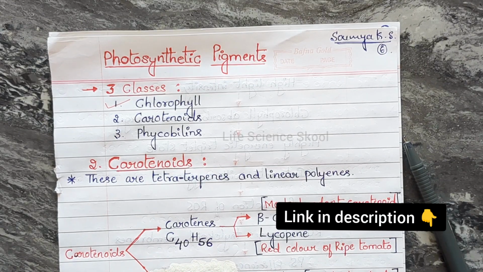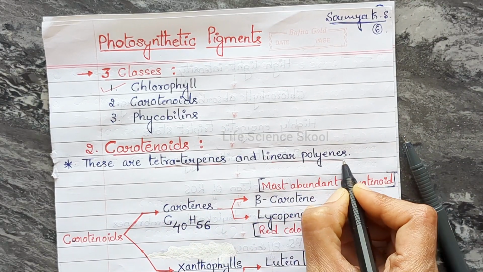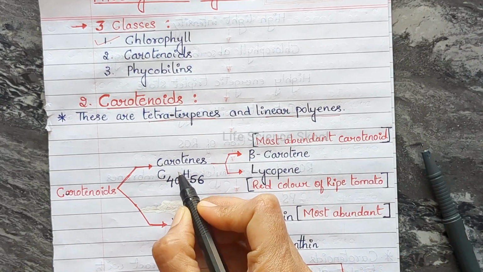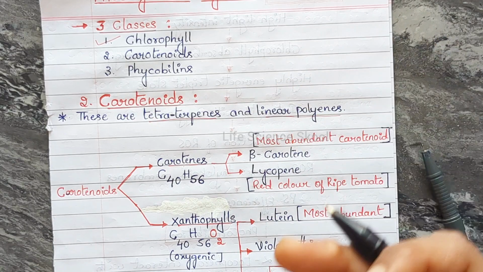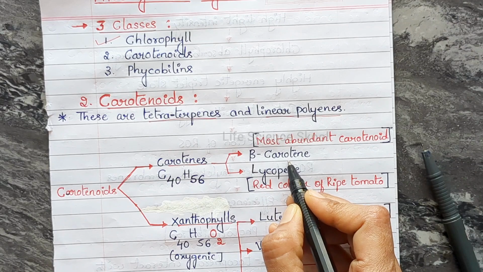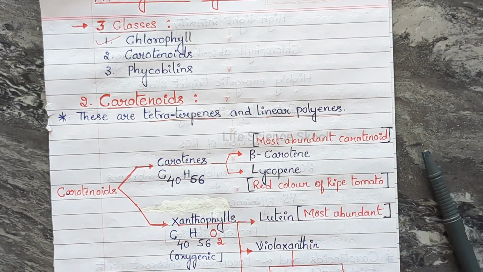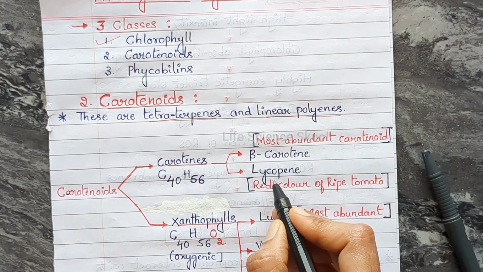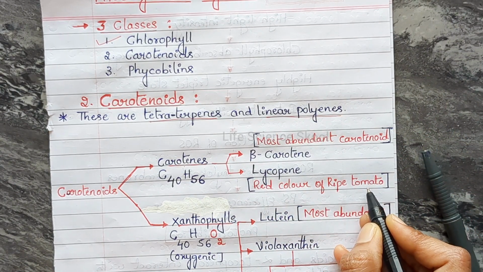Next, we will continue with the carotenoids now. Carotenoids are tetraterpenes and linear polyenes. These carotenoids are classified again into two types, that is carotenes and xanthophylls. And these carotenes are of different types, like alpha carotene, beta carotene, and lycopene. Beta carotene is the most abundant carotenoid in carotenes. Okay, a question they may ask: the most abundant carotenoid is beta carotene. And lycopene gives the red color of the ripe tomato.